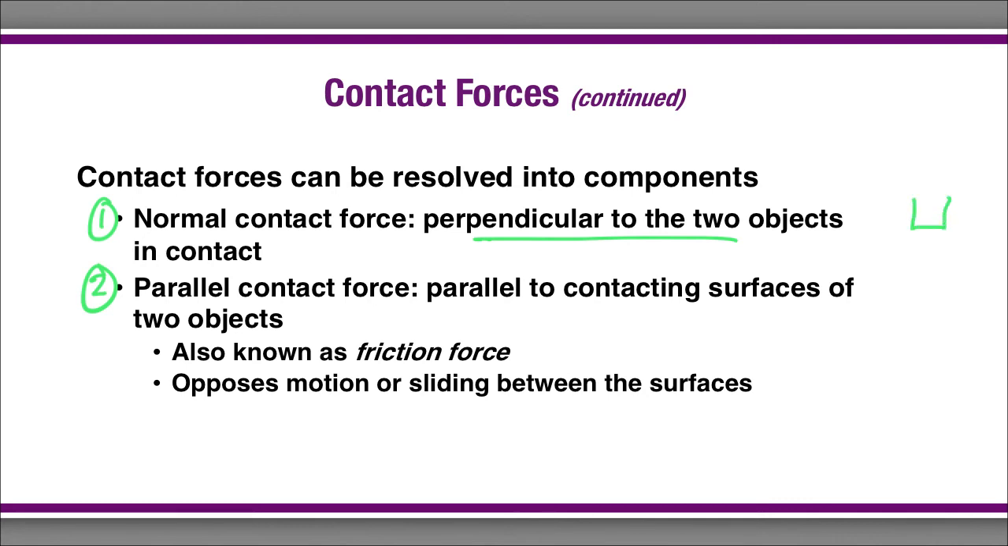So if we have a box, again, sitting on a floor, the mass of this object is actually going to be its normal contact force because it is perpendicular to the object and the table that it is sitting on. Now, a parallel contact force is going to be, in this example, the force of friction, because in this case, friction is going to be acting in a parallel manner between the box and the tabletop.